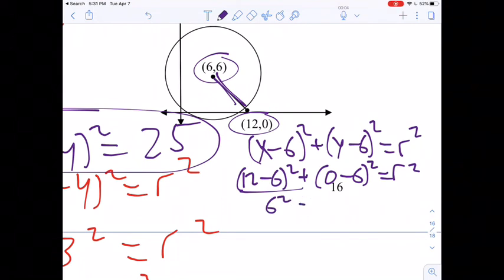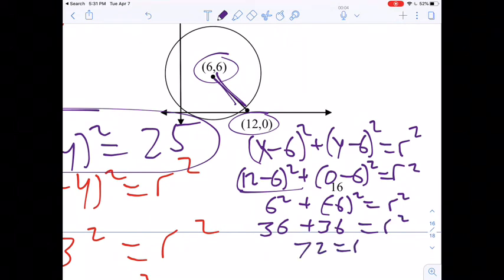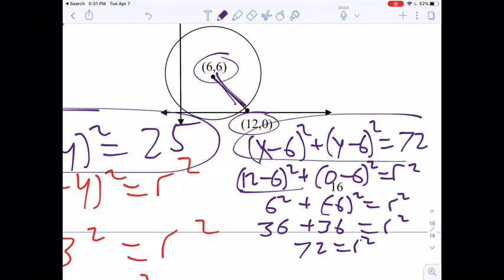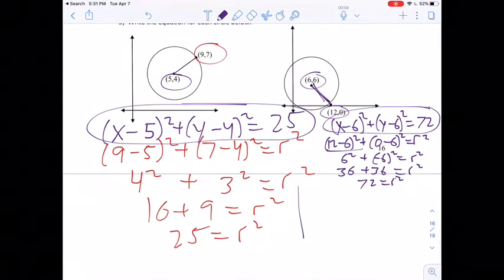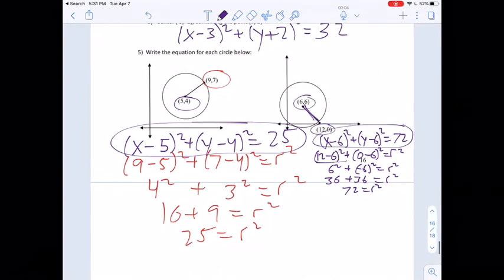12 minus 6 is 6 squared. This is negative 6 squared. Leave it in parentheses. You need that negative in parentheses because when you square these, they should both come out positive. 36 and 36 equals r squared. 72 equals r squared. This was my answer, except I didn't know r squared. So now I know r squared. So I put it in here. 72. Problem's over. There's your answer. Okay. So that's all.